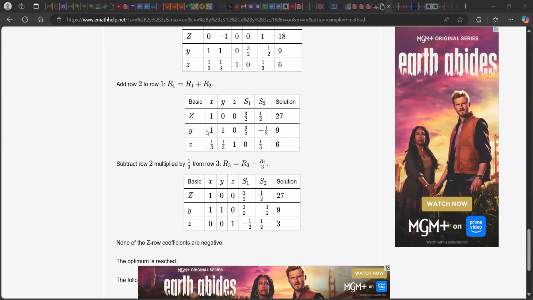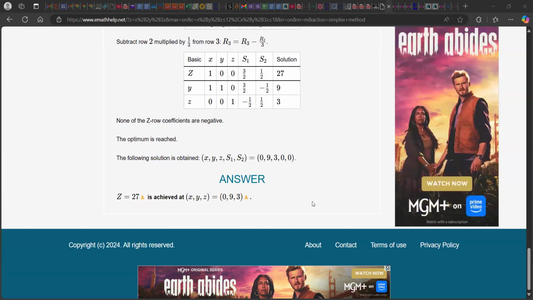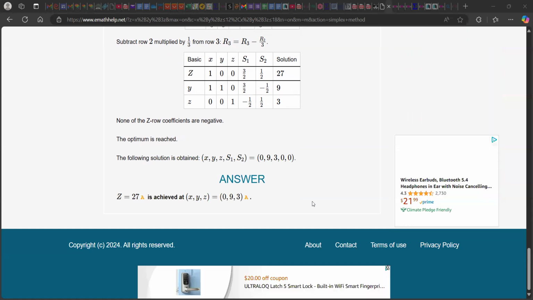right? So you take this row, divide it by 3, down here you get 1/3. And you subtract it from this row, and that will get rid of this 1/3. And you will get a 0 here, right? You get a 0 here. So you have now your desired results. And when you look at this Z row here now, there is no negative. Therefore, when you see no negative numbers there, you have actually reached the optimum solution to your maximization problem, right?